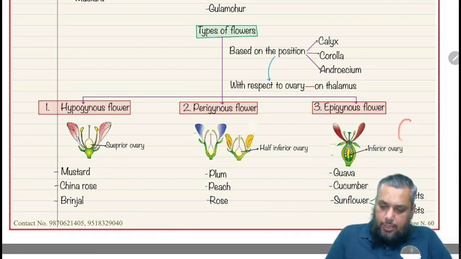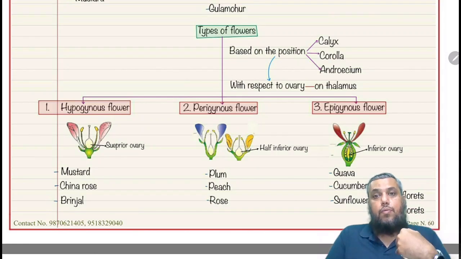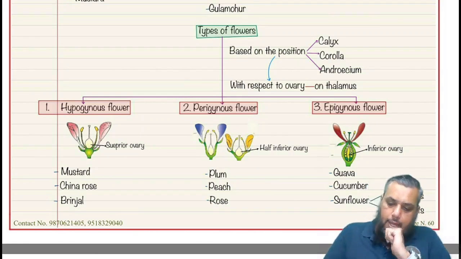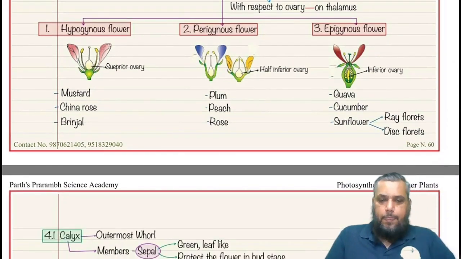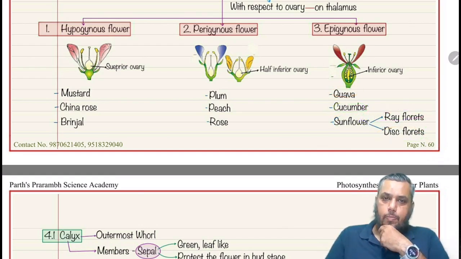Inferior ovary we will show as G with a dash above it. So here the ovary is inferior, all of the others are superior. So everything is above the ovary. So that is why it is called an epigynous flower. And epigynous flowers are seen in guava, cucumber, sunflower, the ray florets and the disc florets of sunflower.